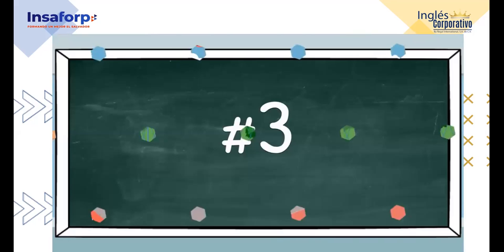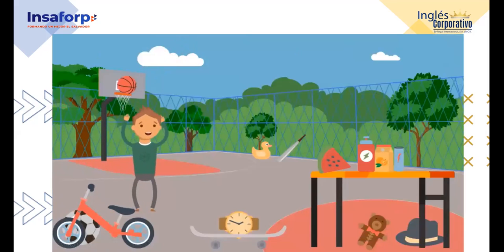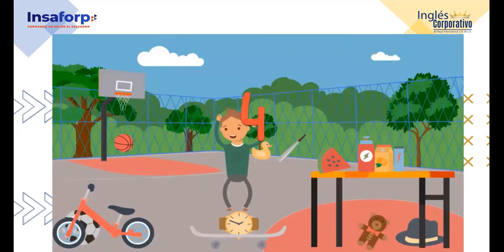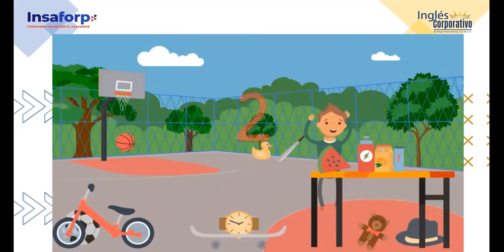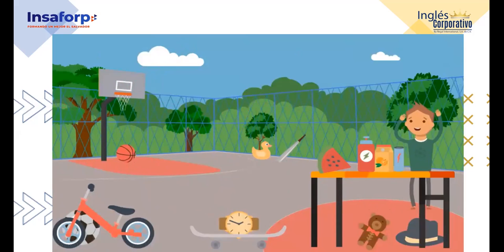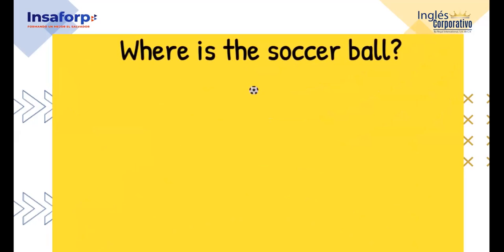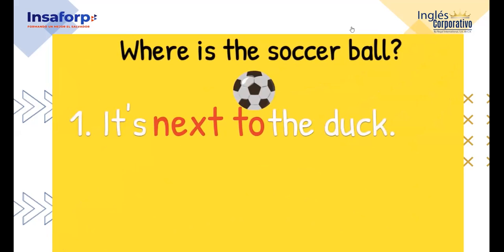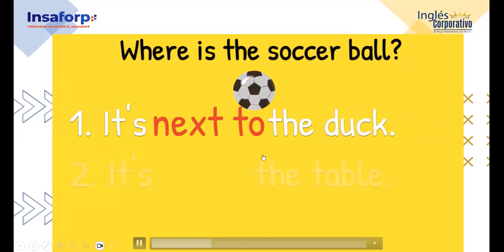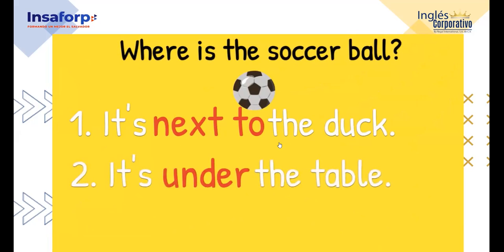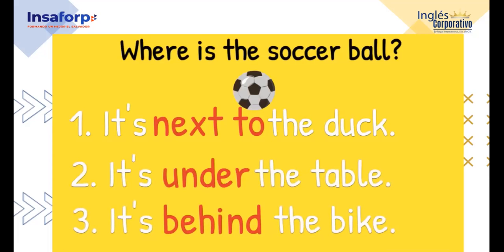Ahora vamos con la picture three. Look at the picture. Miren la imagen, please. Look, look, look. Okay, so where is the soccer ball? Y aquí tenemos las opciones. Can you help me to read, please, Kenya? Solo dame un segundo okay, que no sé por qué no aparecen. Wait, wait, Kenya. Ahí está. Okay, read them, Kenya, please.